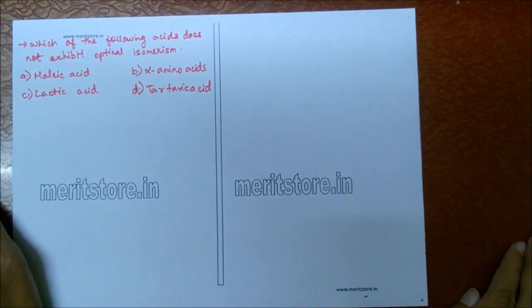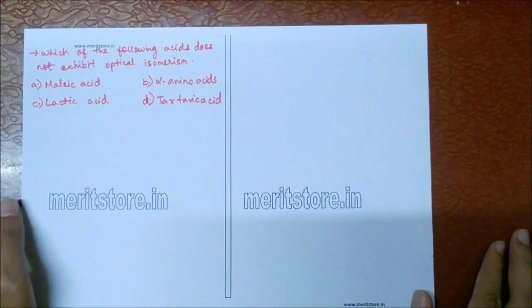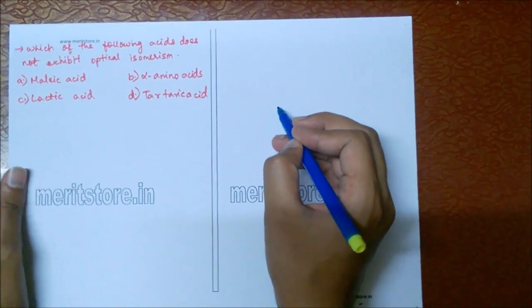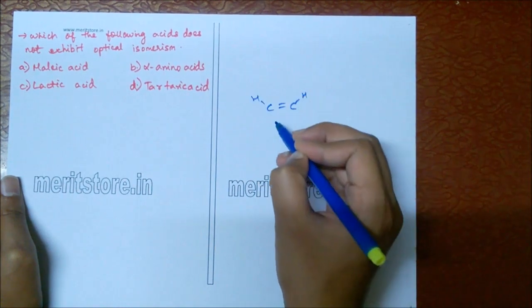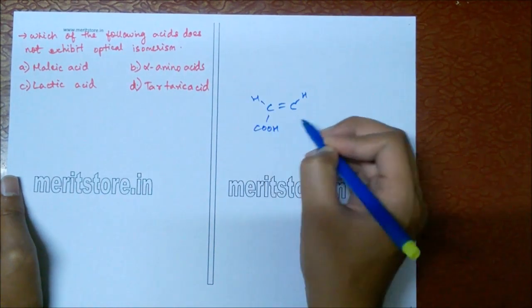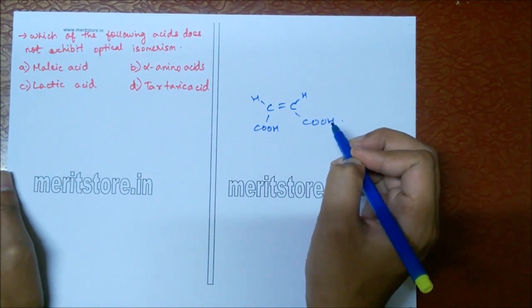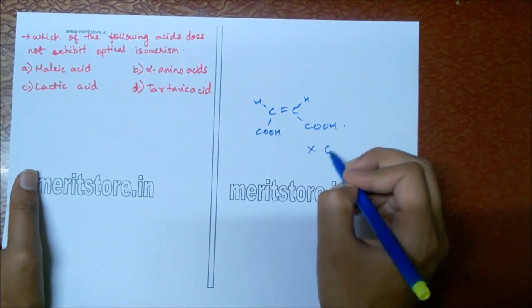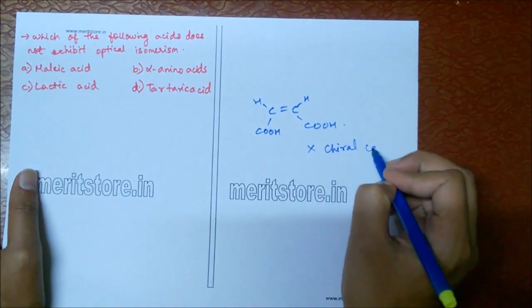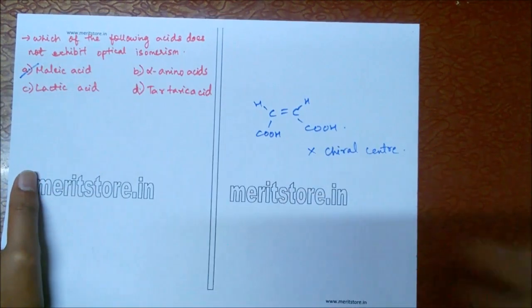Which of the following acids does not show optical isomerism? A maleic acid, B alpha amino acid, C lactic acid, D tartaric acid. The structure of maleic acid is HOOC-CH=CH-COOH. It shows geometrical isomerism but does not show optical isomerism because it does not have a chiral center. The other acids have a chiral center, so they show optical isomerism. Option A is the correct answer.